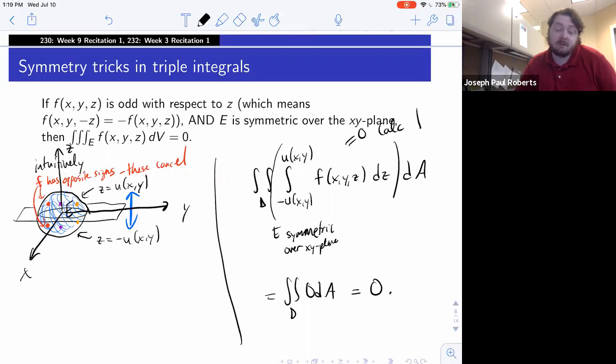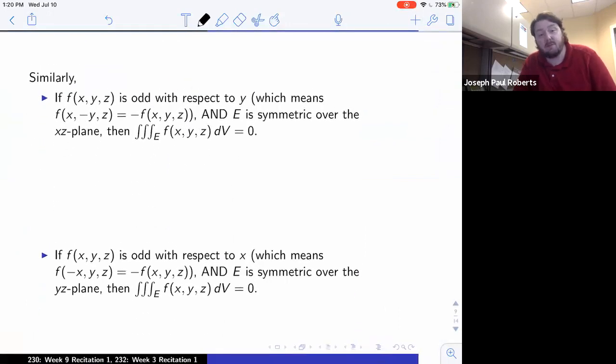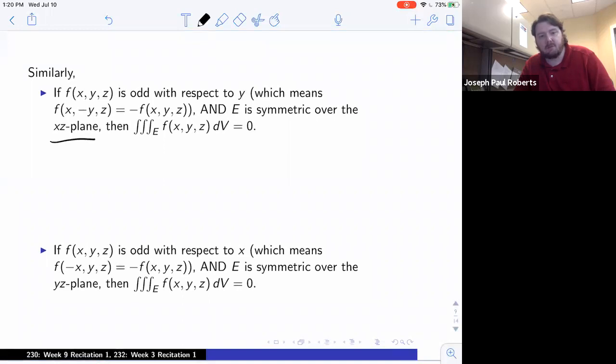As you might guess, what's so special about z? Can I look for symmetry in other variables? And the answer is yes. So if you have odd with respect to y, then you're looking for symmetry when you flip y to minus y, which is symmetry over the xz plane for your solid region. And then finally, if your integrand is odd with respect to x, so changing x to minus x is equivalent to multiplying the whole thing by -1, then you can do this.